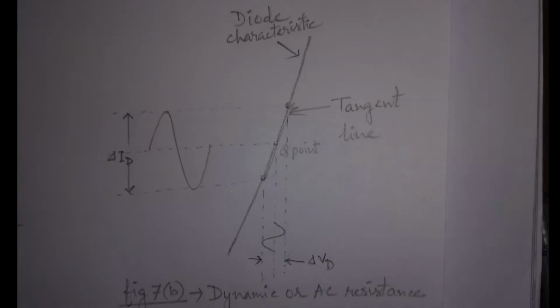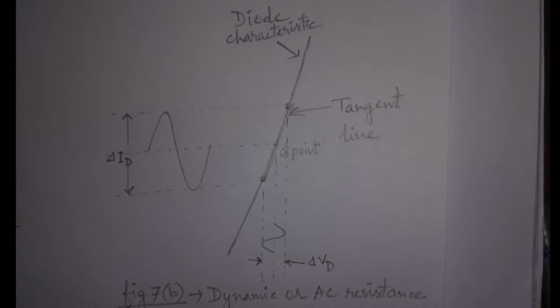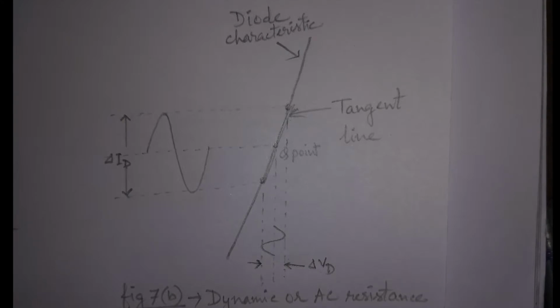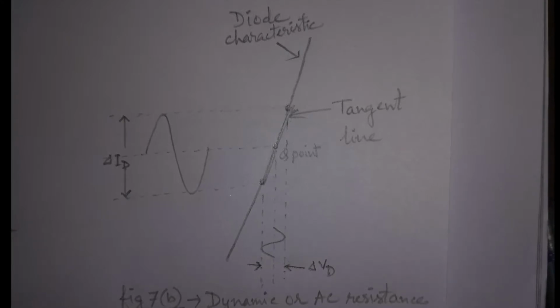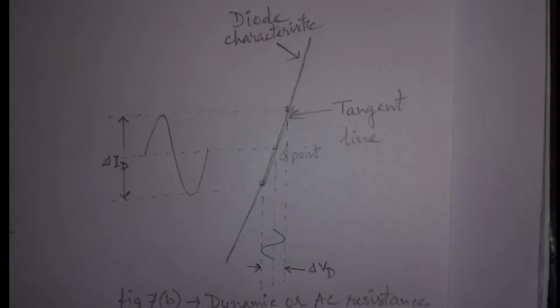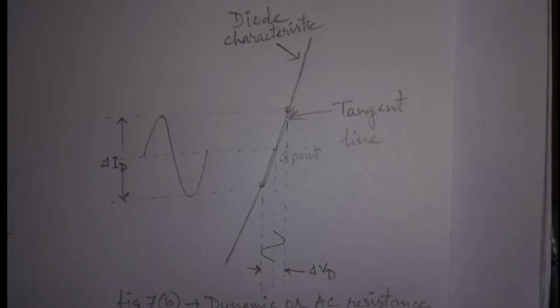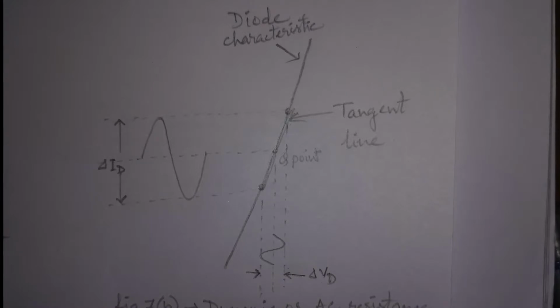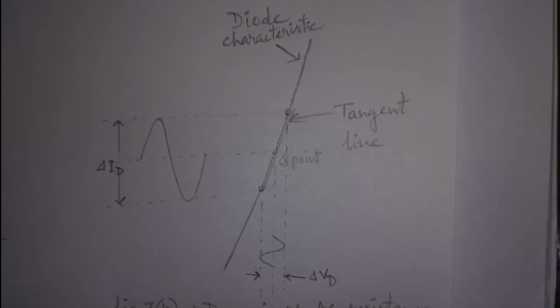Now, we will see what is AC or dynamic resistance, and how it is calculated. If we apply an AC signal, the varying input will move the instantaneous operating point up and down the characteristic, and thus define a specific change in current and voltage, as shown in this figure. Here the Q point is the DC operating point. The Q point is derived from the word quiescent, which means still or unvarying.